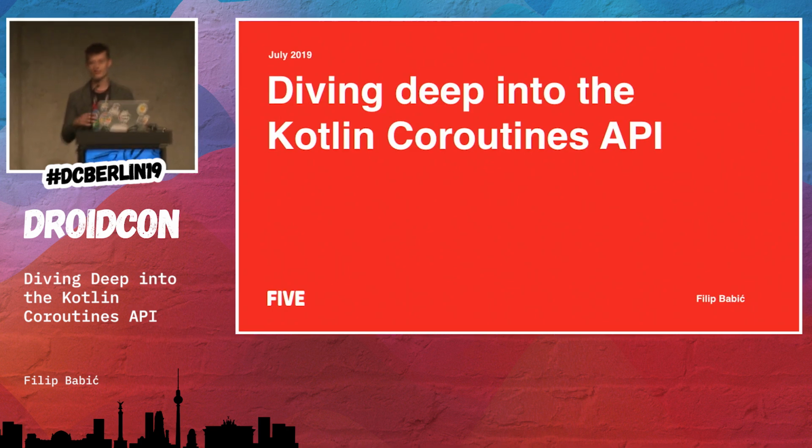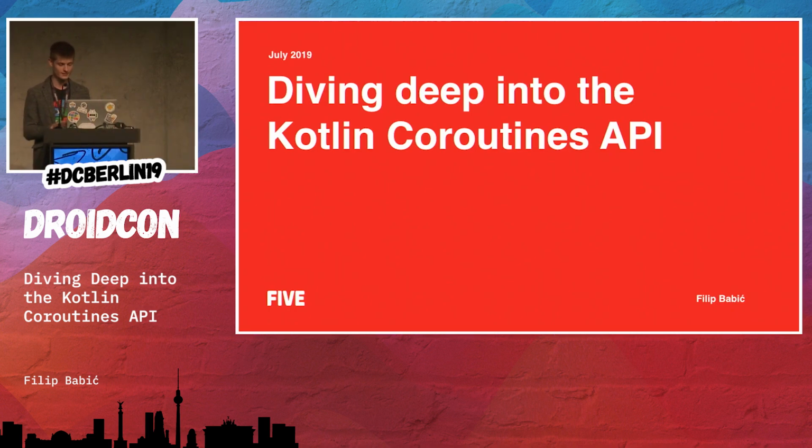I'm going to go through the entire API, so new things like flow, like channels, but this is in essence a talk about Kotlin Coroutines, or how they work internally, what constructs it uses to allow for suspension of functions, to allow for building of coroutines and things like that.